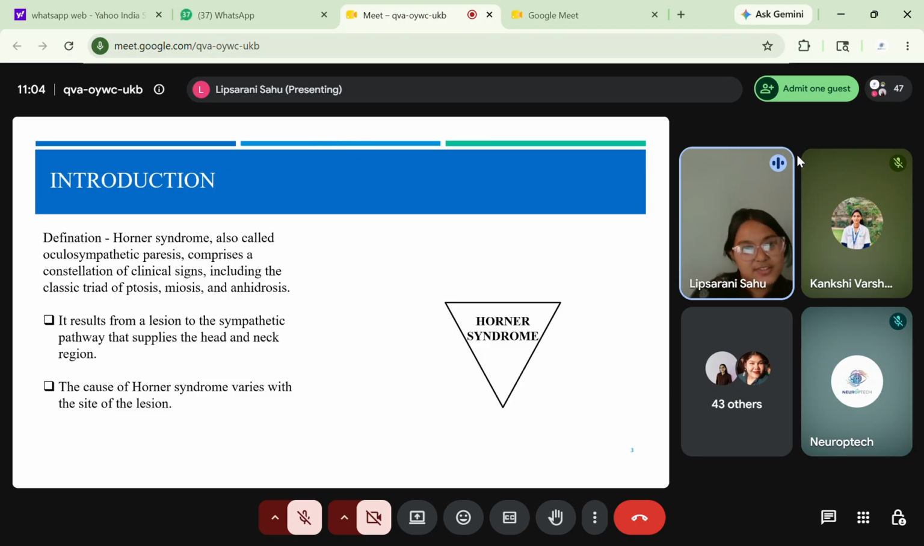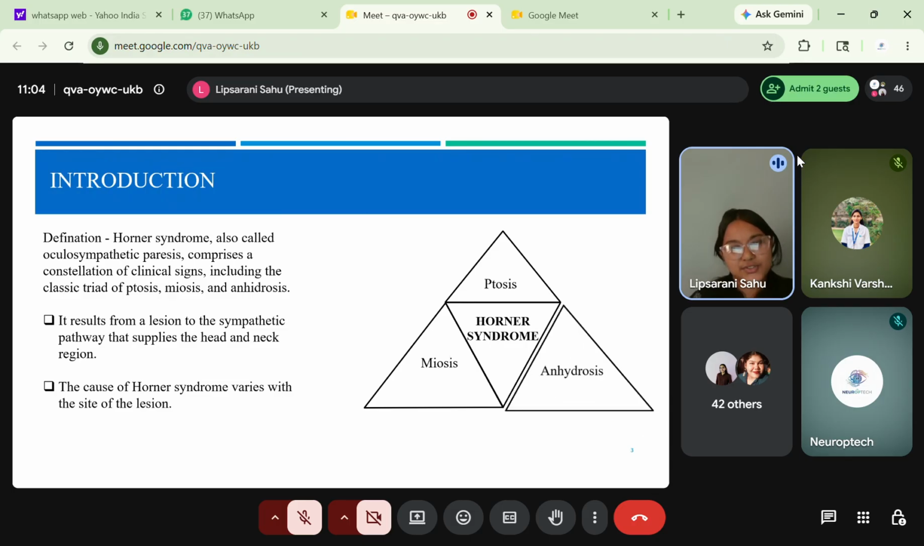So let's discuss Horner syndrome. Horner syndrome is also called oculosympathetic paresis, which comprises a constellation of clinical signs, including the classic triad of ptosis, which is the drooping of the eyelid, miosis, which is the constriction of the pupil, and anhidrosis, which is the lack of sweating. It results from a lesion to the sympathetic pathway that supplies the head and neck region. So the cause of Horner syndrome varies with the site of the lesion.